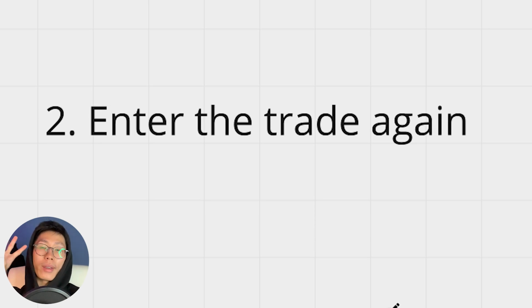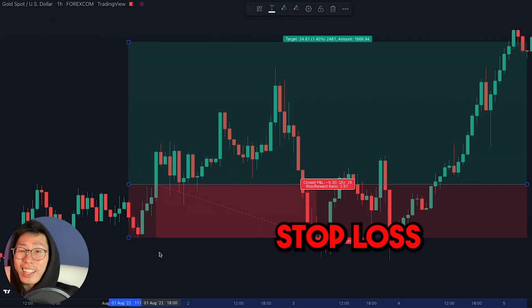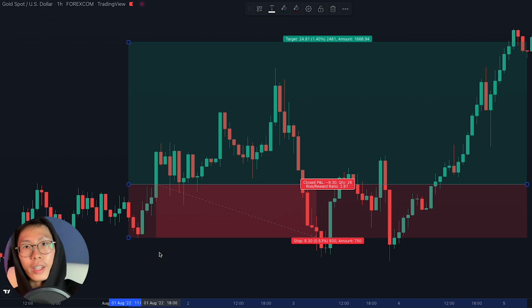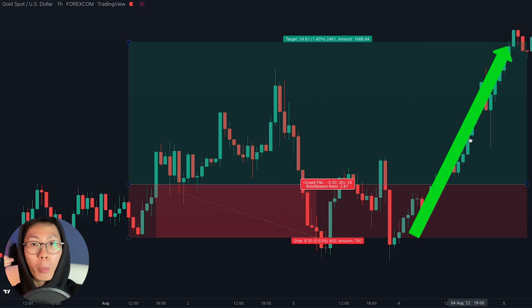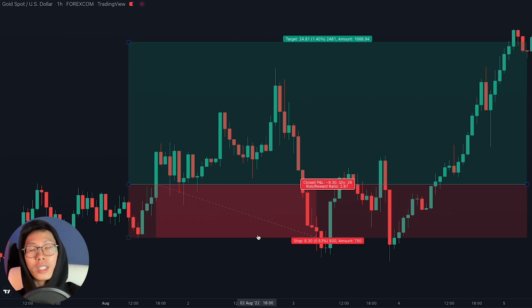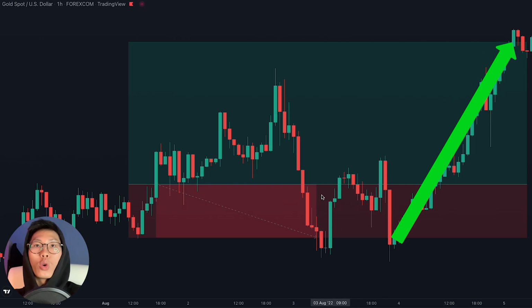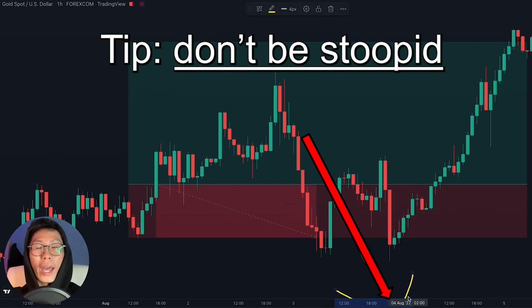Now the second way where you can fix this is by entering the trade again. So in this case where you actually got stopped out right here, instead of sitting there and crying about it and blaming the market, why not enter the trade again if it actually shows you signs that this trade is going as you planned? But obviously do not be stupid enough to just immediately enter the trade when you get stopped out. You need to re-evaluate the situation and see whether the trade is still going up or whether price is going to go down right now. If price is going to go down, then don't be stupid enough to enter the trade again.